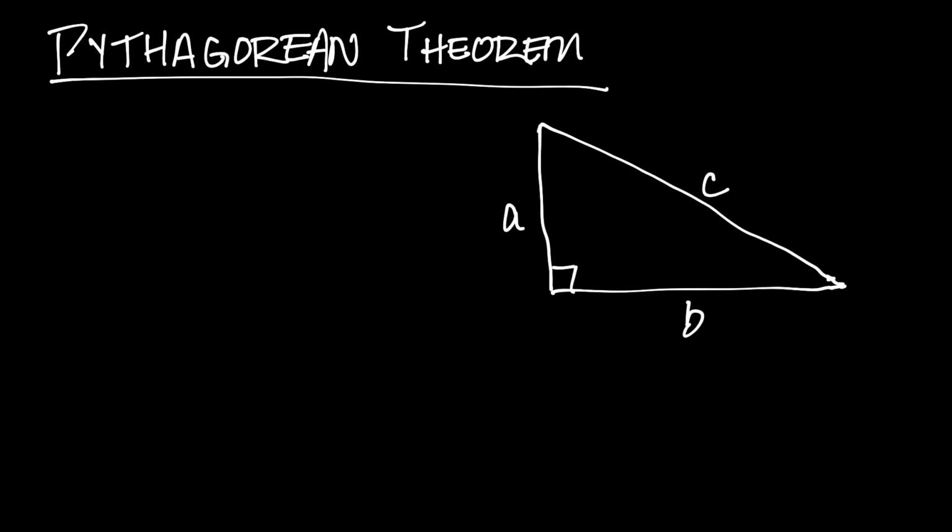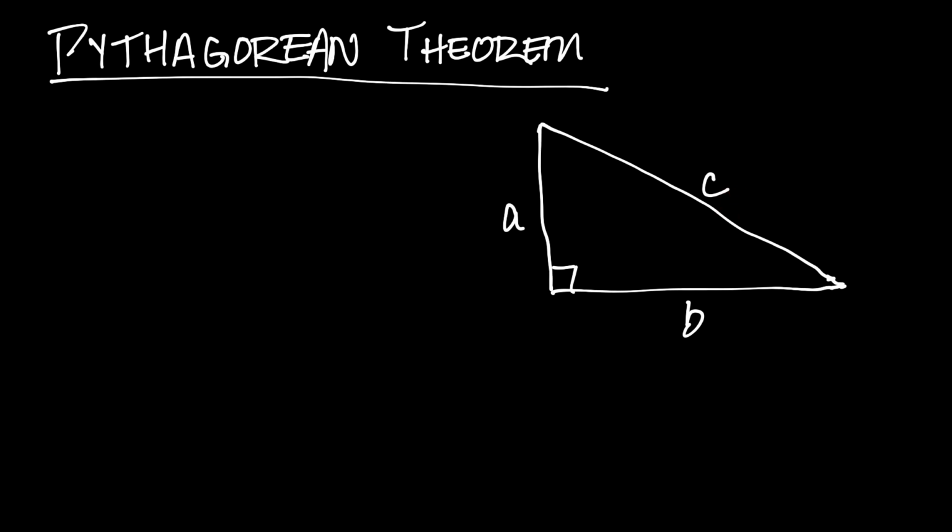So for this lesson, we're going to talk about the Pythagorean Theorem. Pythagoras was an old guy who's given credit with discovering this right triangle relationship. And that right triangle relationship is this: in a right triangle, so this box indicates that it's a right triangle, the sum of the squares of the legs is equal to the square of the hypotenuse.